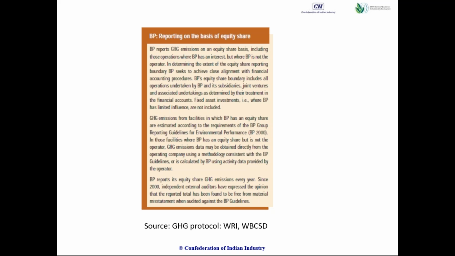So this is one example which shows why a particular company is reporting on equity share basis. For example, British Petroleum may be having some equity in a company in Indonesia, but they may not be controlling it either financially or operationally. But may still be having 30% equity in a company. So 30% of those GHG emissions they will report in their overall GHG emissions. And why they are doing this is because 30% of profit they are taking from that company. So 30% of GHG emissions also they are taking from that company. So their financial reporting and their GHG reporting are in line.